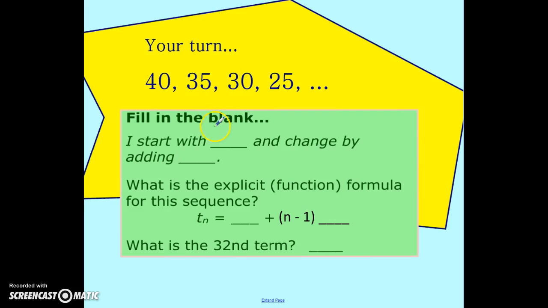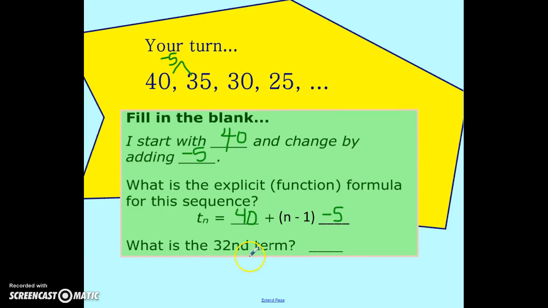So here, I'm starting with 40 and I change by adding -5. This is my same pattern as the last one. So the function formula for this sequence, if I want to find a term, I have to take the first term, which is 40, plus n-1 times -5.